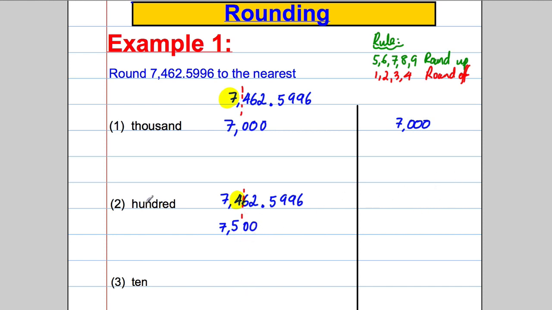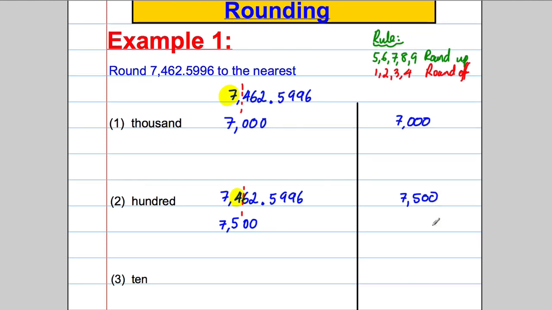The other way of thinking about it, if we're rounding to the nearest 100, we were giving this money to someone, we only had £100 notes, what would we give him, 7,400 or 7,500? Well, we'd give him 7,500 because 7,462 is closer to 7,500.